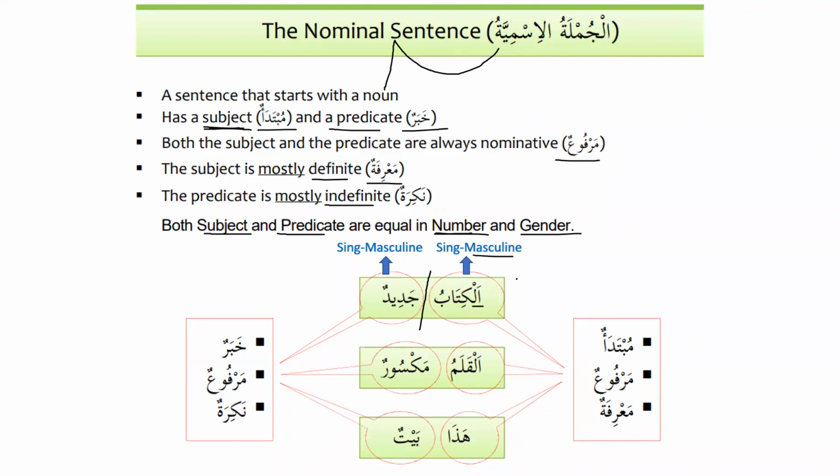Why do we say it's masculine? Because there is no reason why we should say it's feminine. It does not have ta marbuta, and it does not have any other reason. So that's why we say that this is masculine.